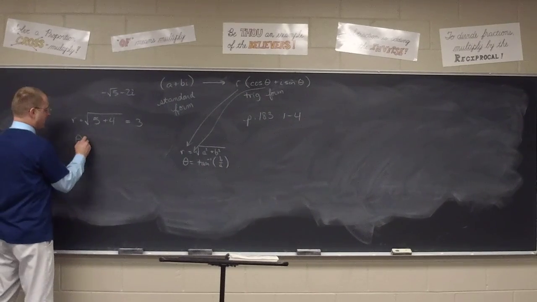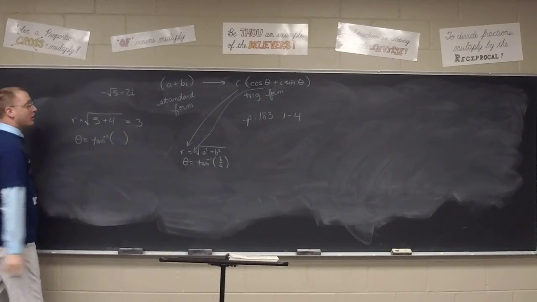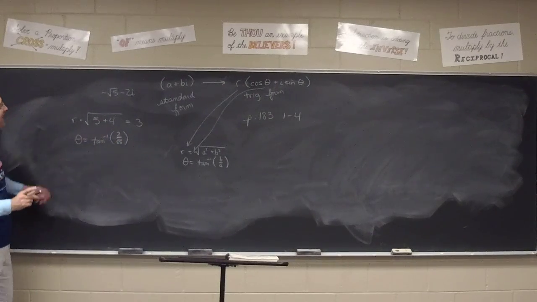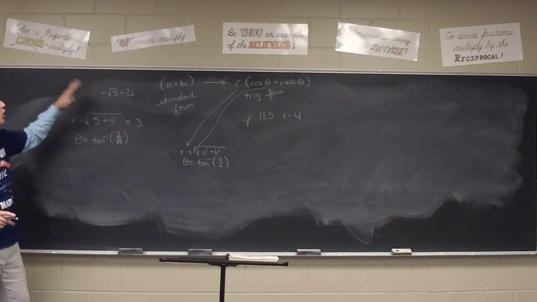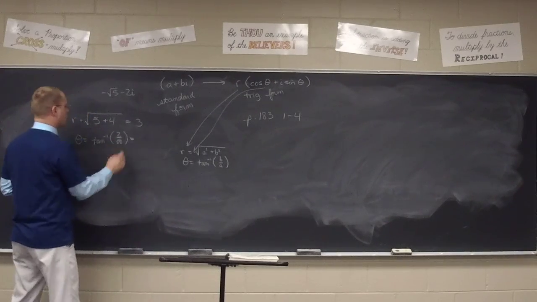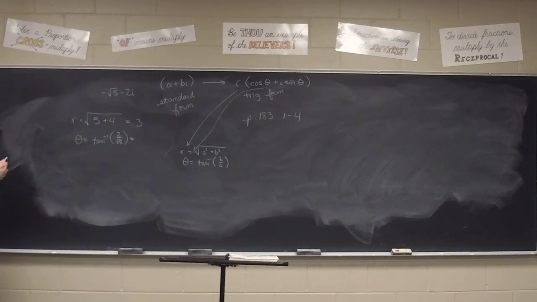Then I need to find theta. Theta is found by taking the arctangent of b over a. That's going to be 2 over the square root of 5. Now again, technically the negatives would cancel anyway, but don't worry about the negative. Don't worry about positives, negatives, all of that. You're technically going to get a reference angle here. Take 2 divided by square root of 5, take the arctangent. What do we get?